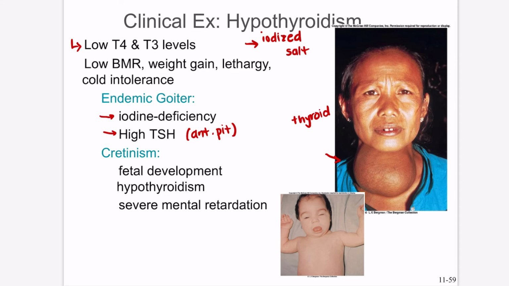Cretinism is another form of hypothyroidism, and this is in fetal development or in babies. And because this is required for growth, this can cause severe mental retardation.